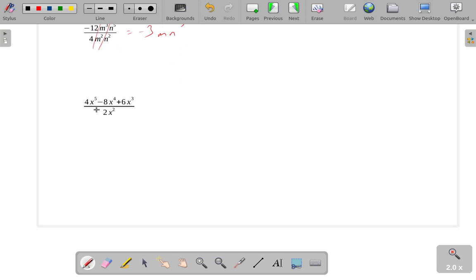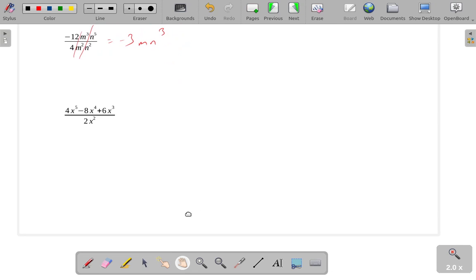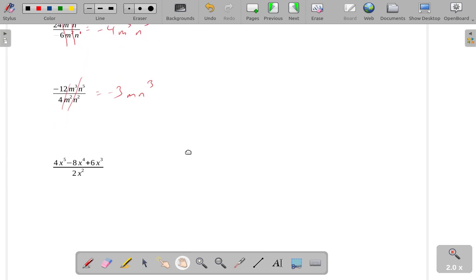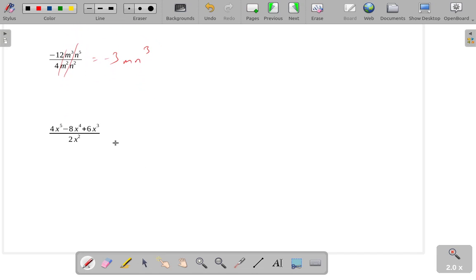Something like this, we would want to split up as separate fractions, but it's actually a little bit different than these other ones because you'll notice there's addition and subtraction on the top part of this fraction. And we actually need to use our rule for adding and subtracting fractions for this one. The rule says that if we had something like this, minus 8x to the 4th over 2x squared plus 6x cubed over 2x squared, if we had the same denominator in all three of these, we'd be able to combine the numerators together and have it all over that one common denominator. That's what the rules for adding and subtracting fractions say.